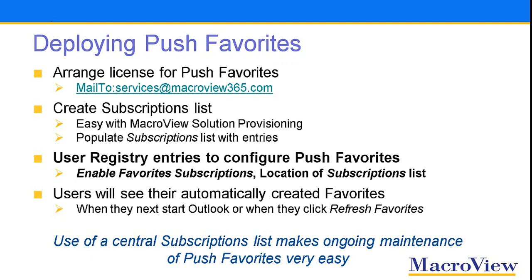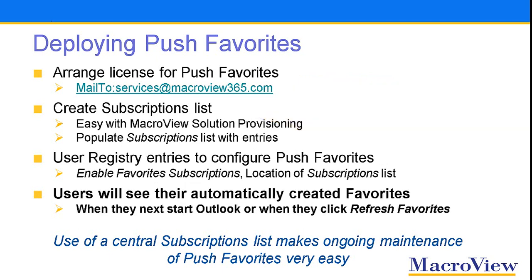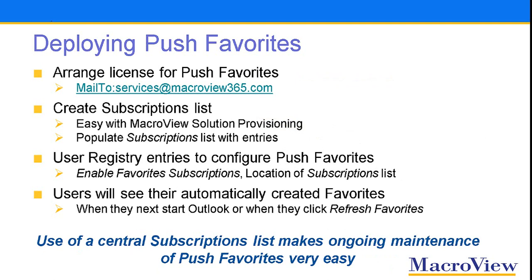Next, create some user registry entries in order to configure push favorites in each user PC. These registry entries can be made using group policy. Users will then see their automatically created favorites when next they start Outlook or when they click Refresh Favorites. The use of a central subscriptions list makes the ongoing maintenance of push favorites very easy indeed.